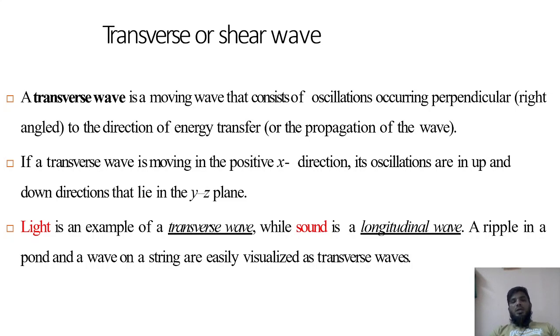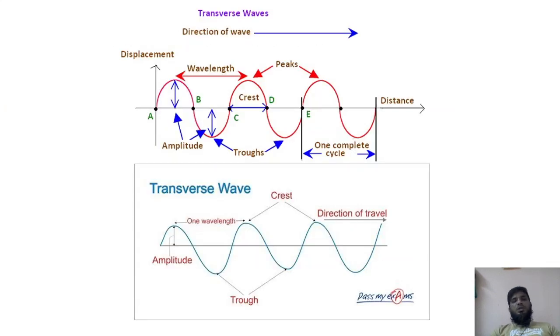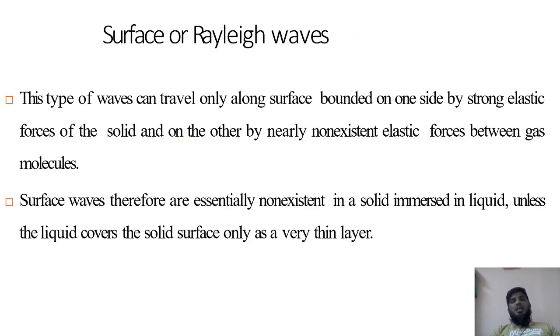Whereas transverse waves, like light, can be visualized in a string or in ponds. In this way: crest, trough, crest, trough. Now, amplitude. What is amplitude? It is the highest distance which a wave can travel from its reference plane or from the origin. Highest height or highest depth, both we consider as amplitude.